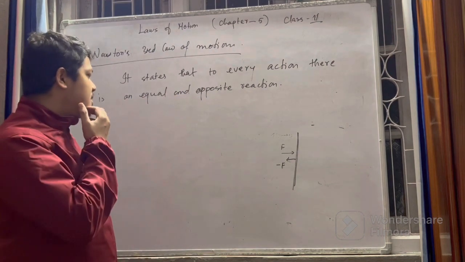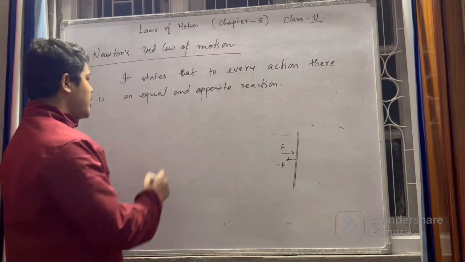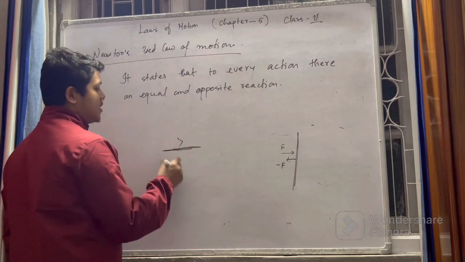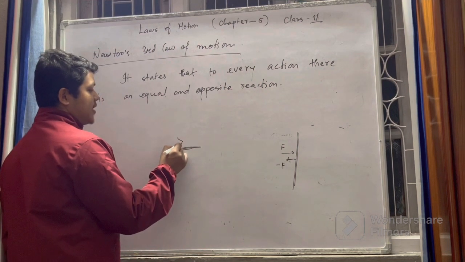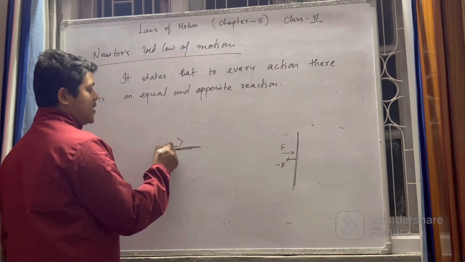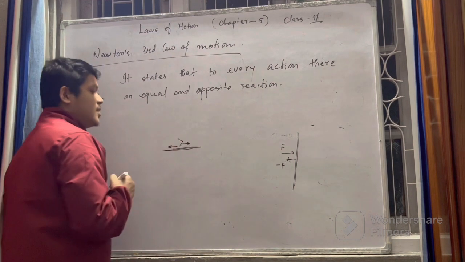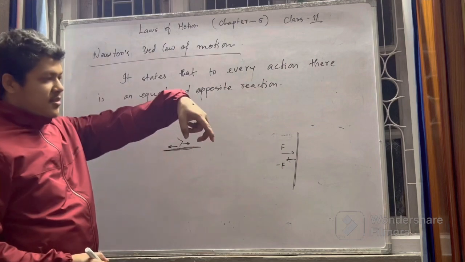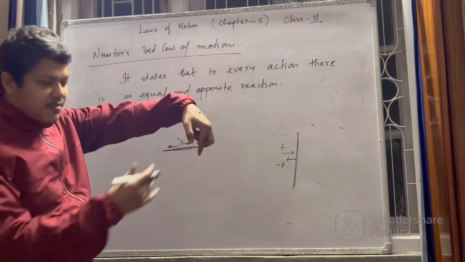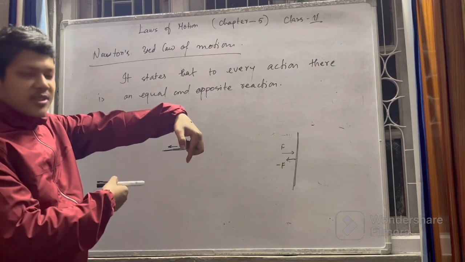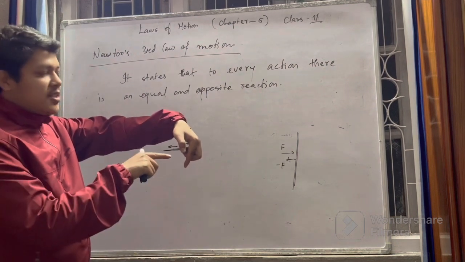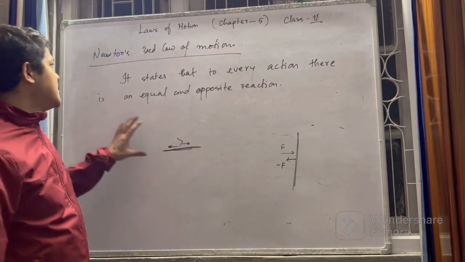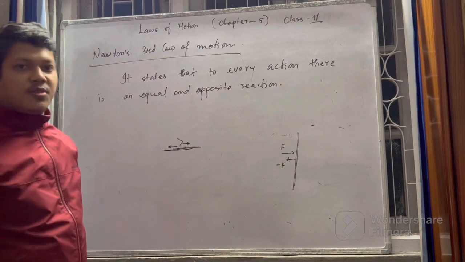So similarly, when we walk on a surface, this is the floor, and when we walk, our legs exert force in this direction, then we move forward, right? When our legs push the ground behind us in the backward direction, the ground pushes us in the forward direction. That's how we walk, right? So this is explained by Newton's third law of motion, right?